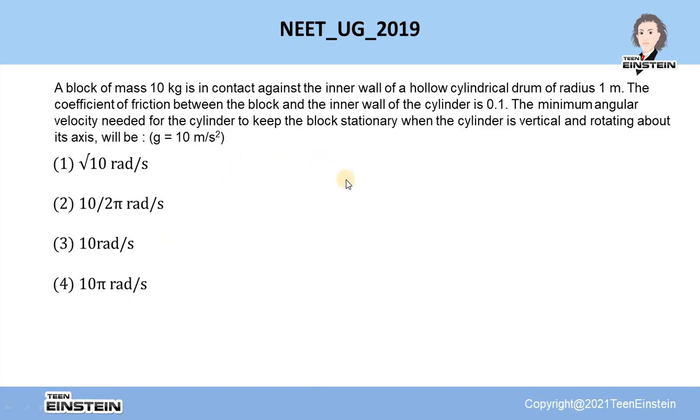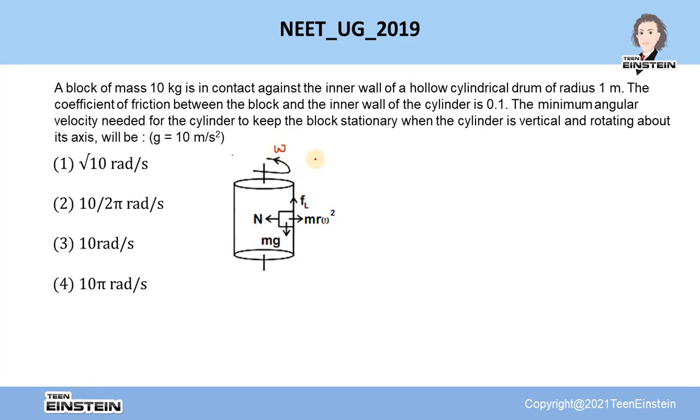So let us first understand the problem, and I have got a simple diagram for you over here. So this is the hollow cylinder, and suppose the block of mass m is this one, which is sticking or in contact with the inner wall of the cylinder. Now the cylinder is rotating about its own axis, suppose with an angular speed omega.